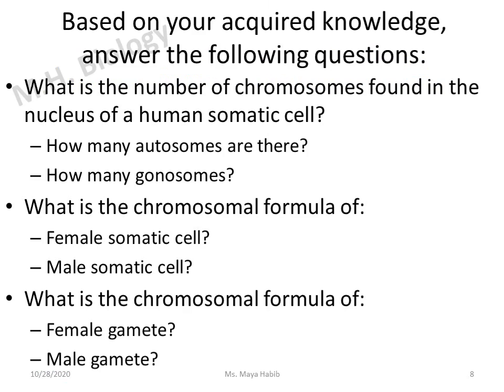Now, let us recall some facts about human chromosomes. What is the number of chromosomes found in the nucleus of a human somatic cell? How many autosomes are there? How many gonosomes? What is the chromosomal formula of a female somatic cell? What is the chromosomal formula of a male somatic cell? What is the chromosomal formula of a female gamete? What is the chromosomal formula of a male gamete? Pause the video and take some time to answer.